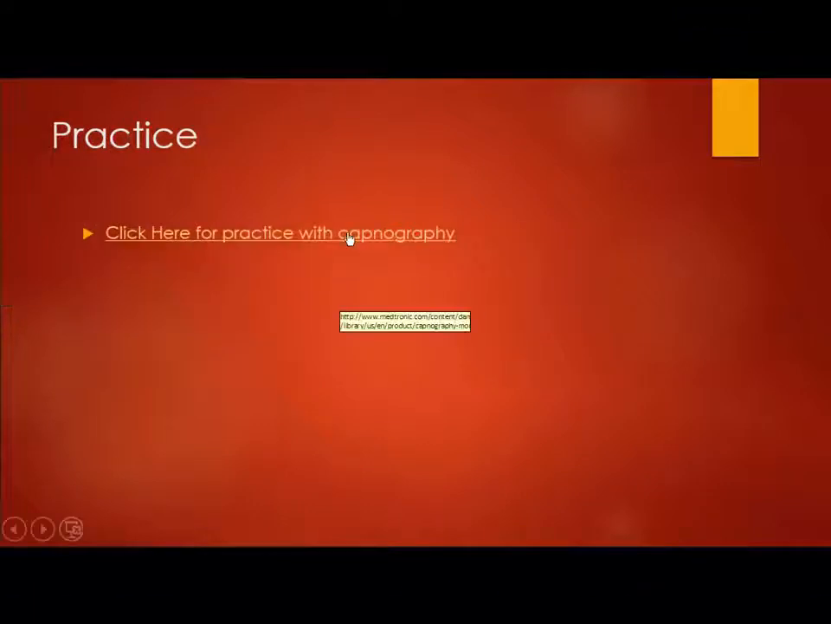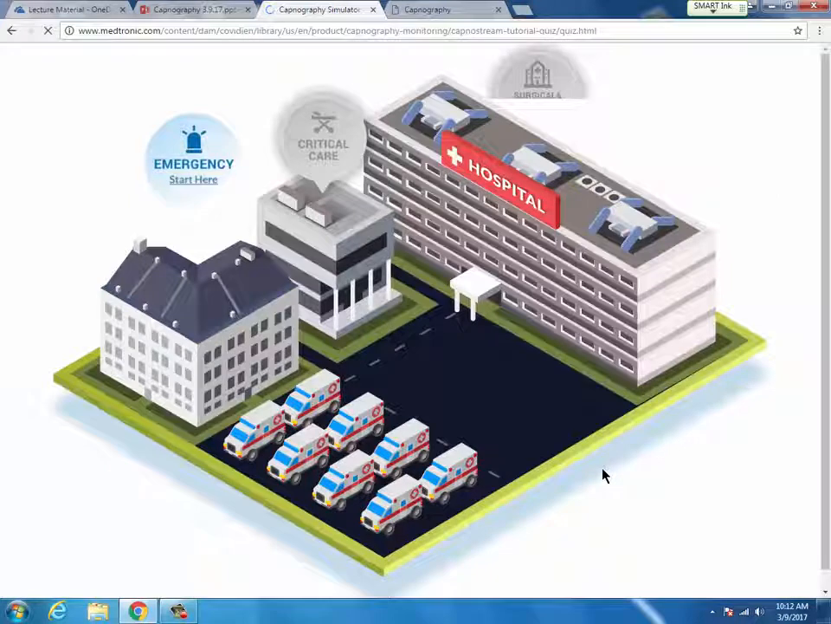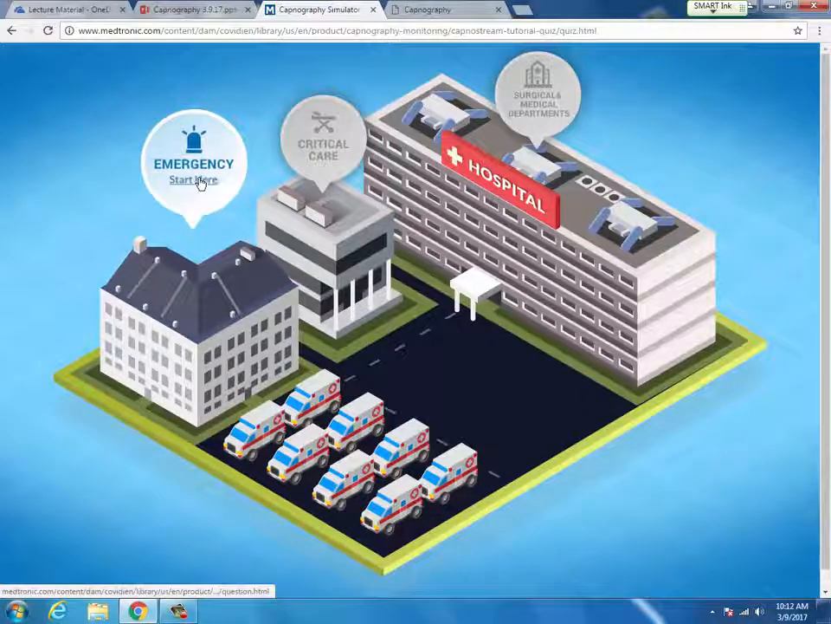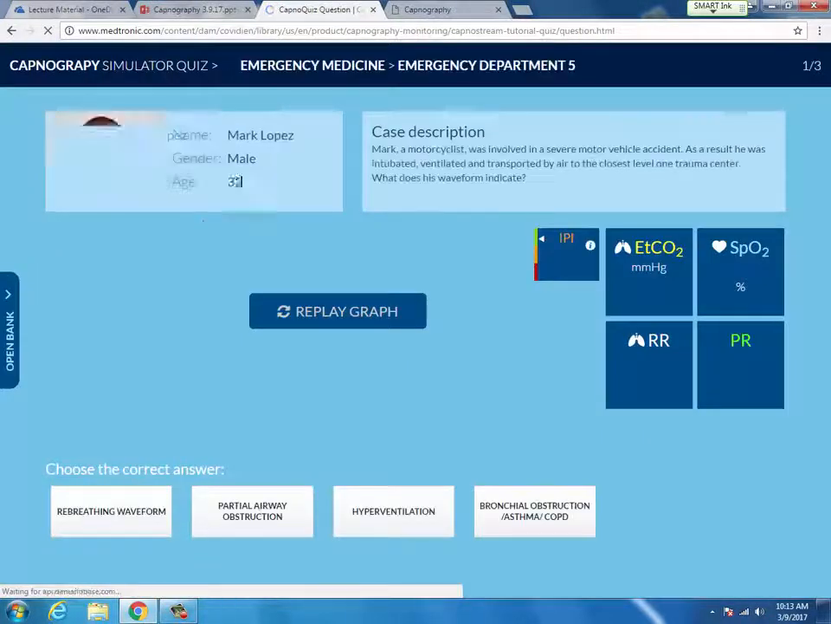All right. Let's see if this will pull up. All right, so this is a pretty neat little thing here. I did it yesterday. What you're going to see is the waveform, and then you're going to see four options at the bottom of what you may think it is. Before you call it out, let's look at it really quickly.